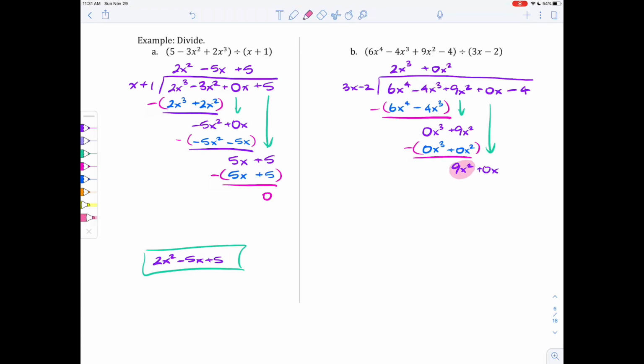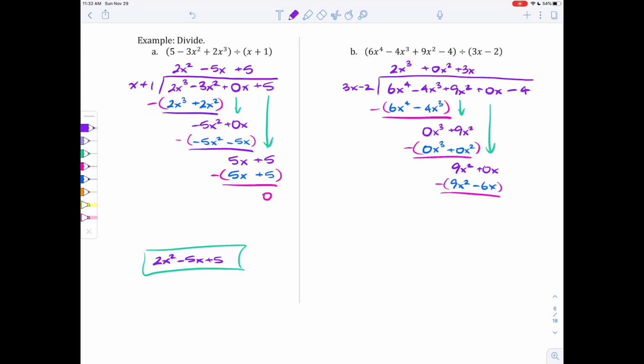Again, taking this leading term, dividing by this leading term. And 9x squared divided by 3x is 3x. Going to multiply this 3x by this entire divisor. So 3x times 3x is, in blue, 9x squared. 3x times negative 2 is negative 6x. And we are subtracting that.